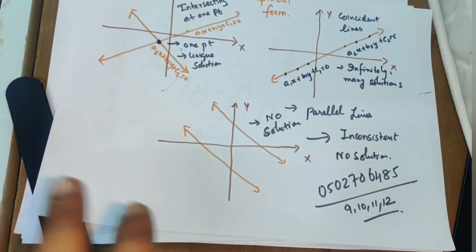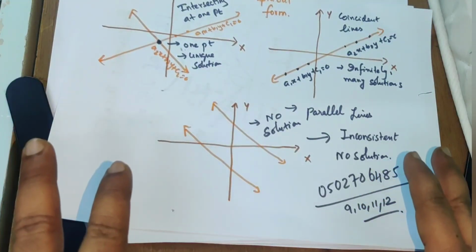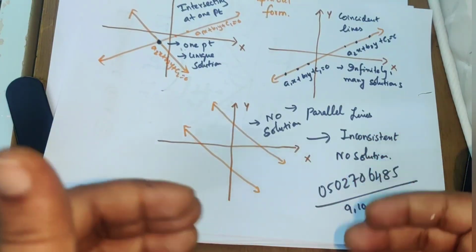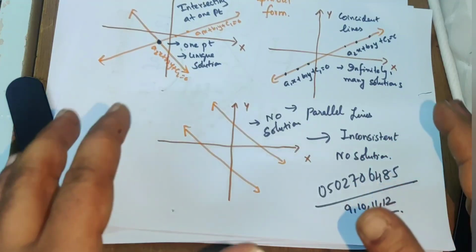I hope you liked today's concept. I made it very clear, just an agenda only: what types of solutions there are, and what is the general form of a pair of linear equations in two variables. Everything we have seen.